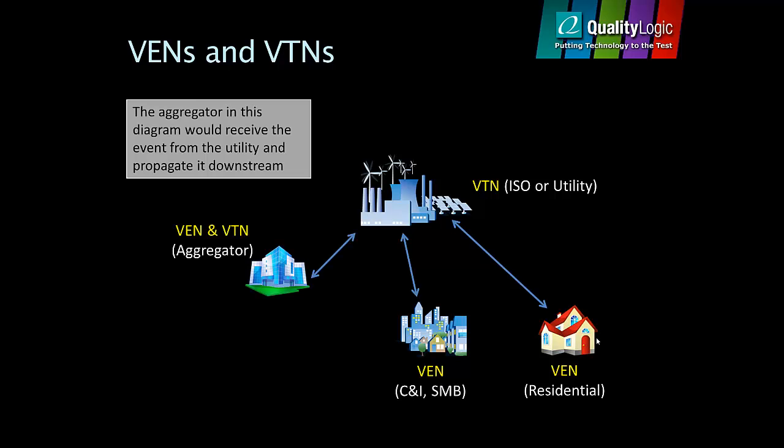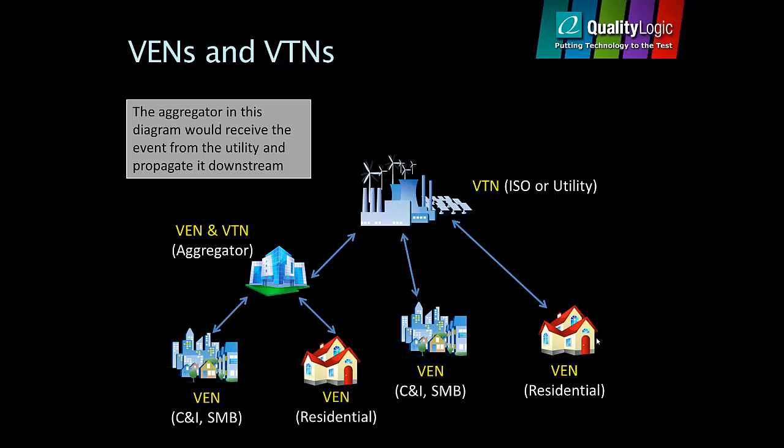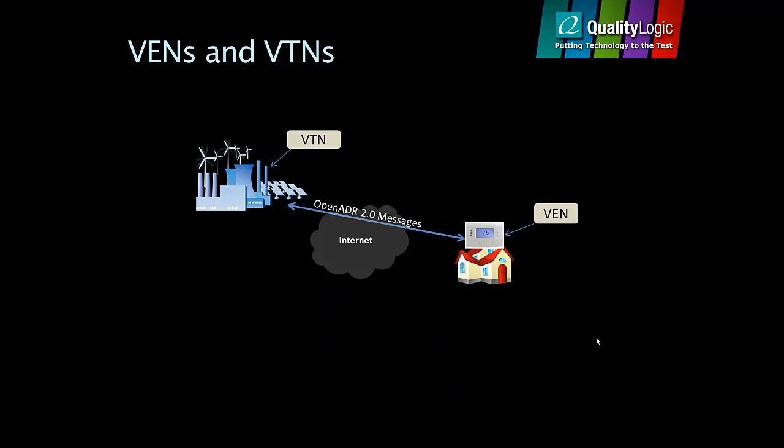Or perhaps the utility playing the role of the VTN would first communicate with an aggregator playing the role of a VEN, who would switch hats, becoming a VTN, in order to propagate events downstream to other commercial or residential resources playing the role of VENs.